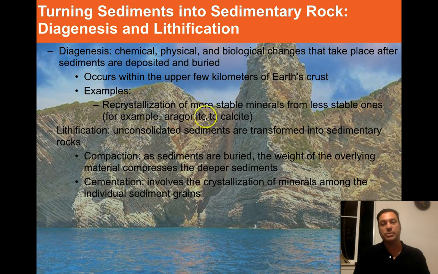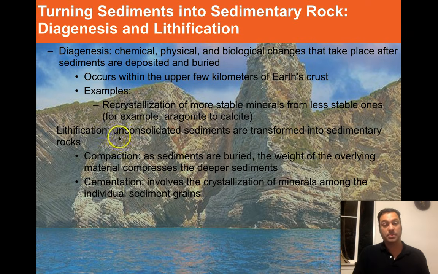For example, recrystallization of stable minerals from less stable ones. For example, aragonite to calcite. Aragonite is that unstable polymorph that a lot of abalones and things like that like to make their shells out of because it's a little bit harder. But it's not stable, so when the animal dies, it'll alter over to calcite.